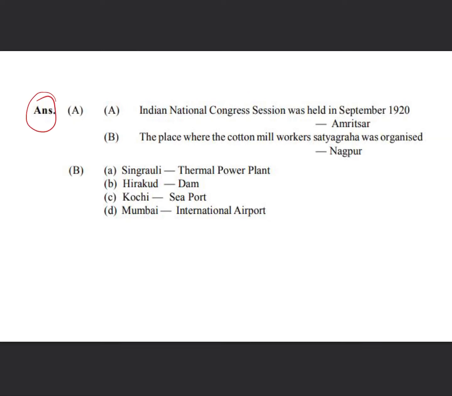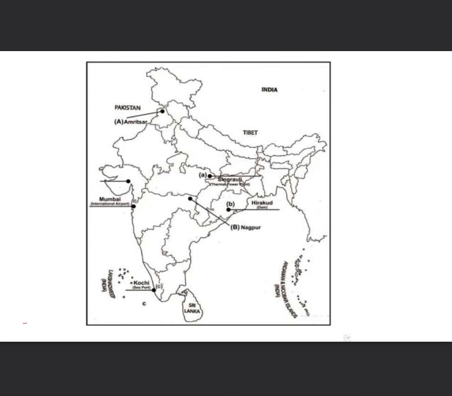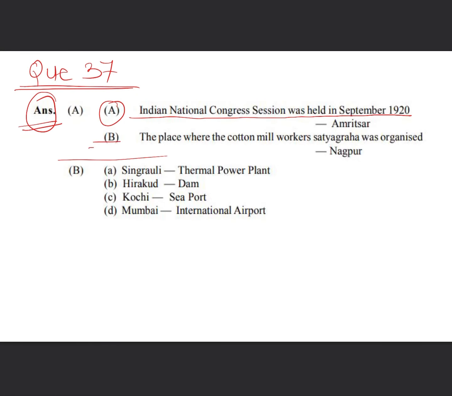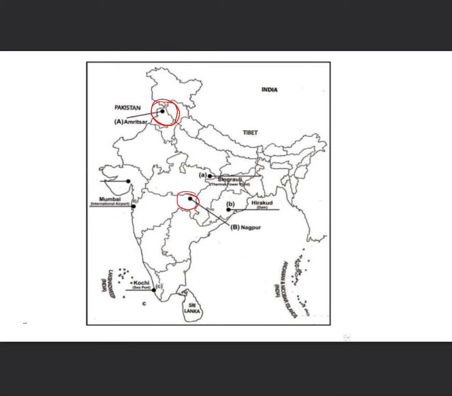Question number 37, answer. A. Indian National Congress session was held in September 1920. It was held in Amritsar. This is Amritsar. B. The place where the cotton mill workers satyagraha was organized. It was organized in Nagpur. This is Nagpur.